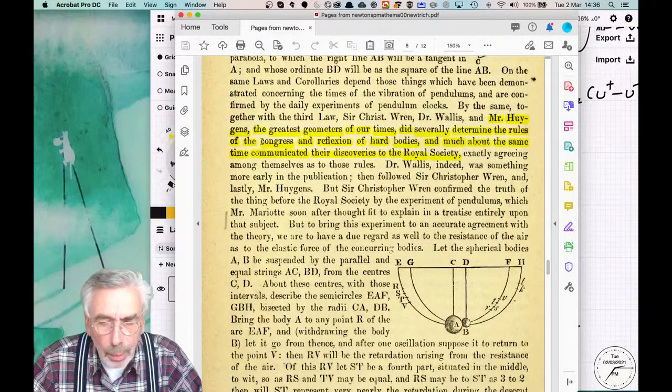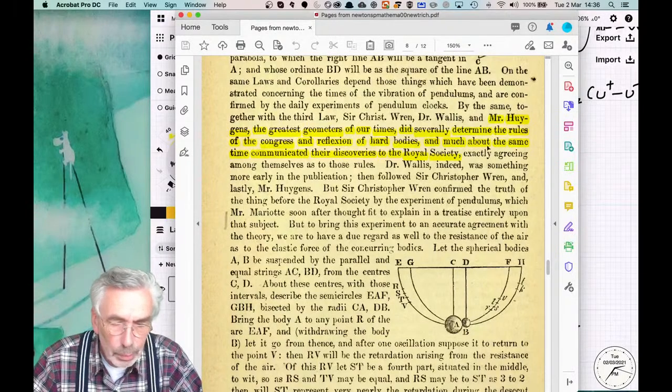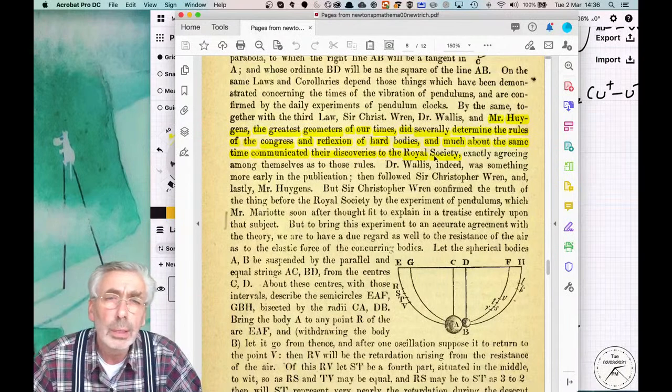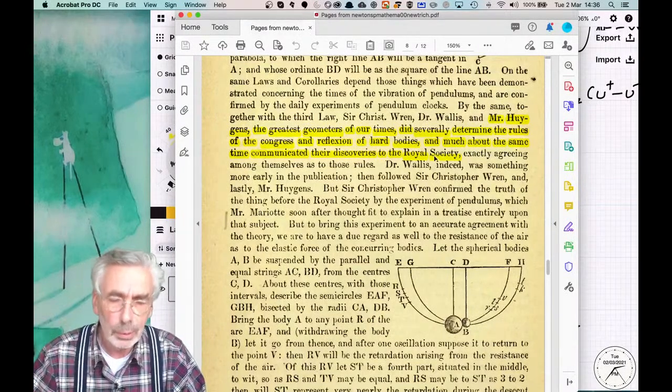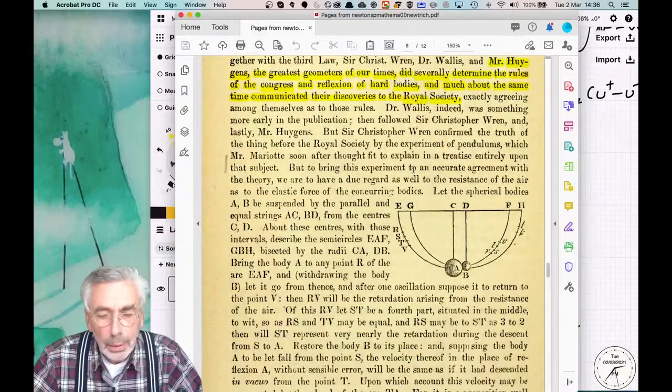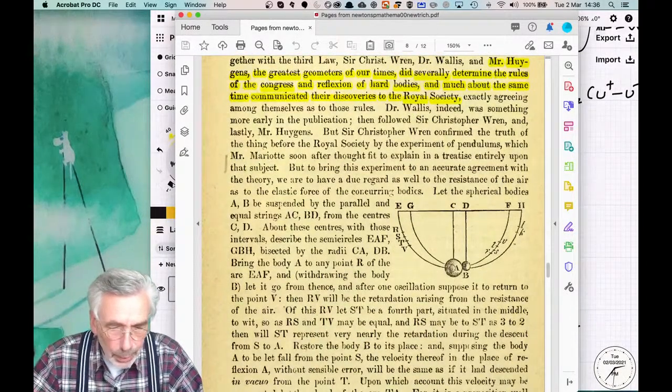Anyway, about congression and reflection of hard bodies, and much about the same, they communicated their discovery to the Royal Society. That was in London, that was the way to communicate, not via internet or whatever. And here you see the experiment, exactly what we do, right? Balls in reflection and congression.